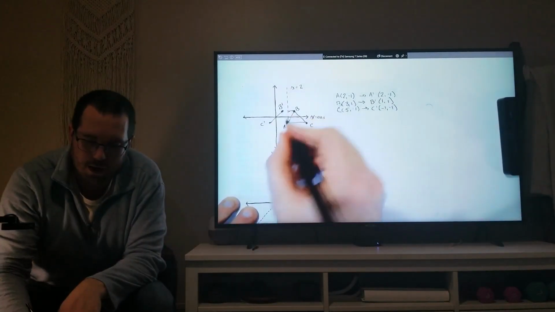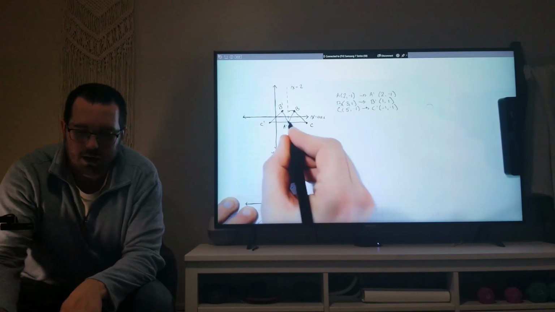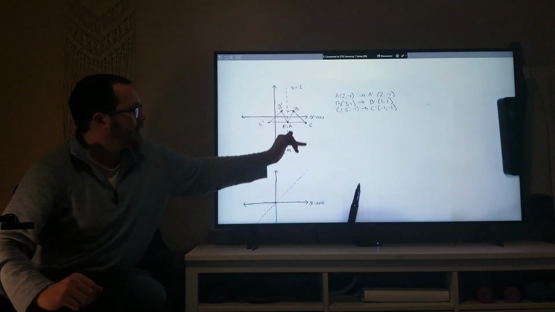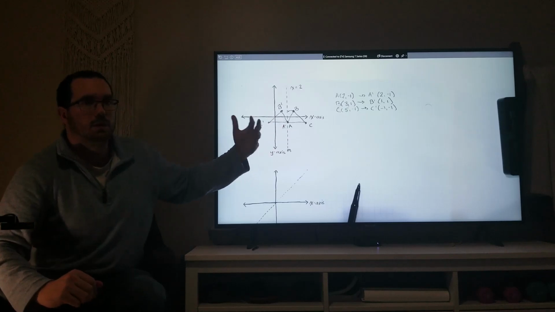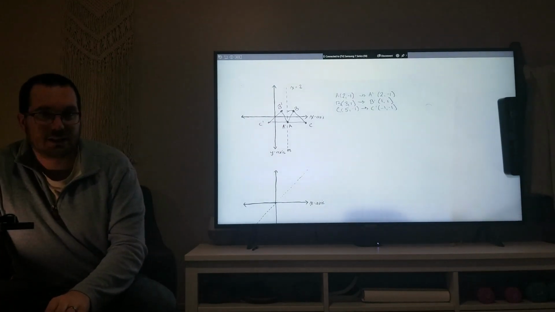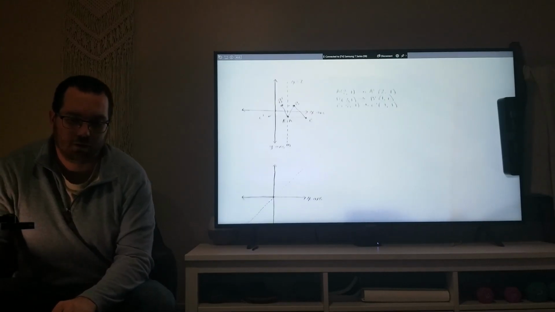Now I draw my shape here, and we see that it is a reflected image. If I were to put a mirror right here, this is what the image would look like on the other side. Let's take a look at one last example.